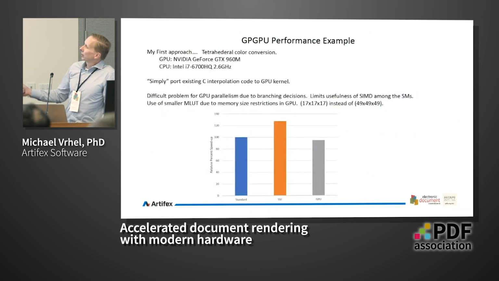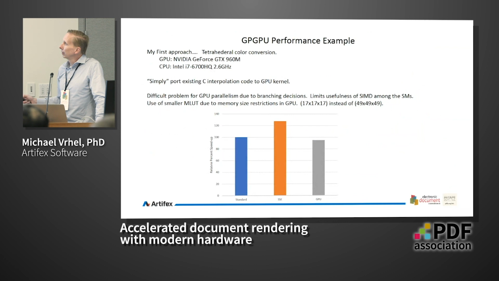I wanted to use it to see how things could happen. Again, I took the hardest problem I had, which is the tetrahedral color conversion. That was the GPU that I had, and the CPU. And the approach, a kind of silly approach at first, was just to go ahead and port the existing C interpolation code right into the GPU. So I have this small snippet of code, and I basically built that for the GPU.